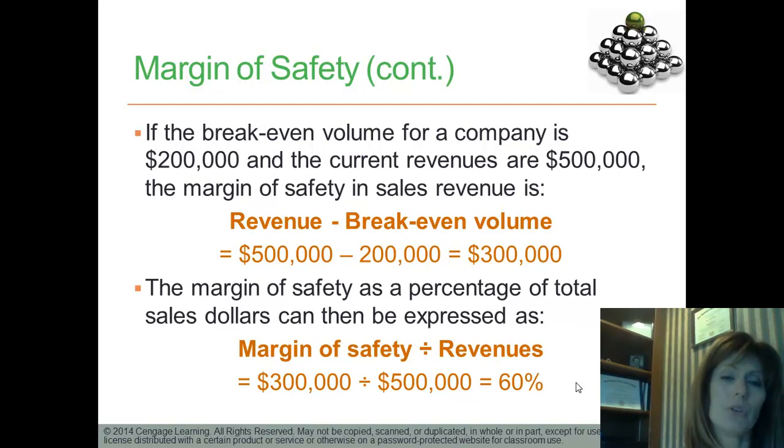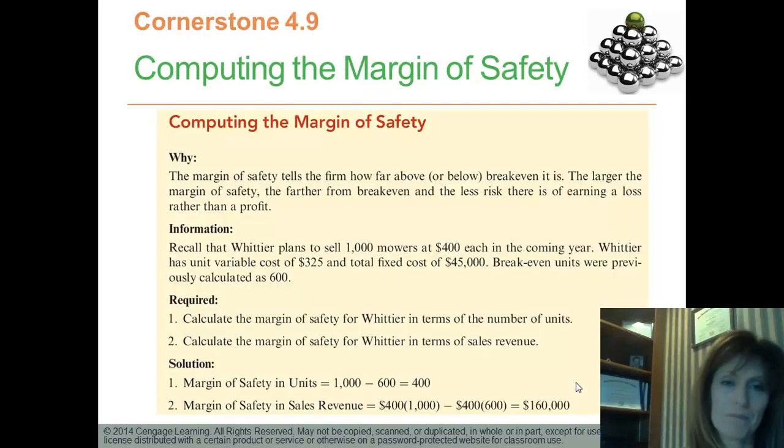So here we'll show you we can do margin of safety in dollars, so revenue minus break-even dollars, and I can get it as a $300,000 number. I can also do it as a percent, margin of safety divided by revenues, and say it's 60%. So lots of different ways I can talk about margin of safety.